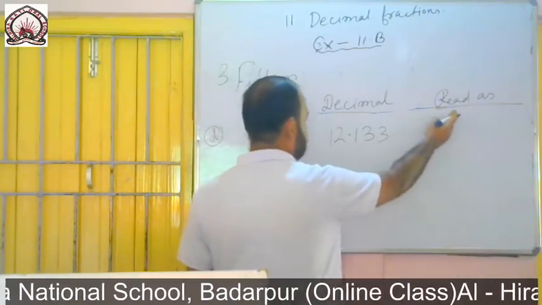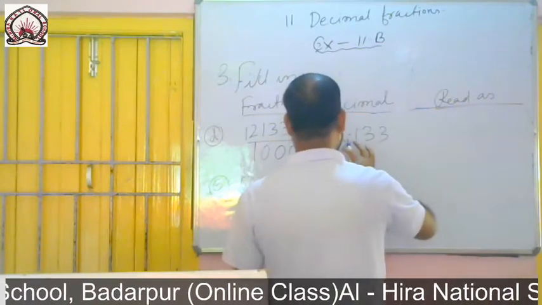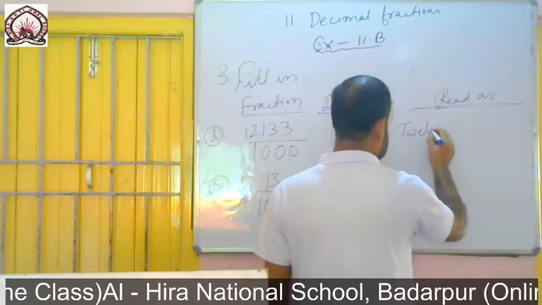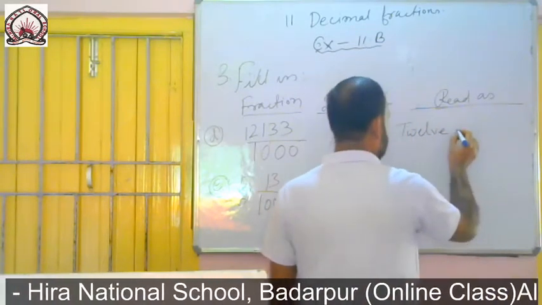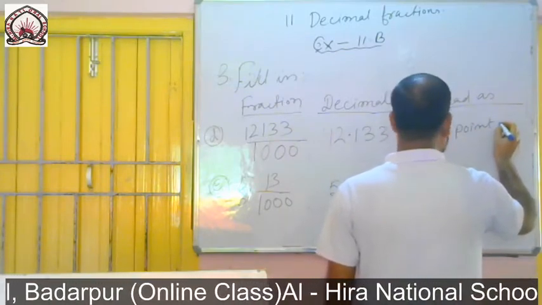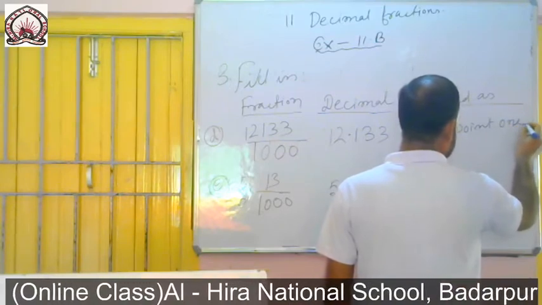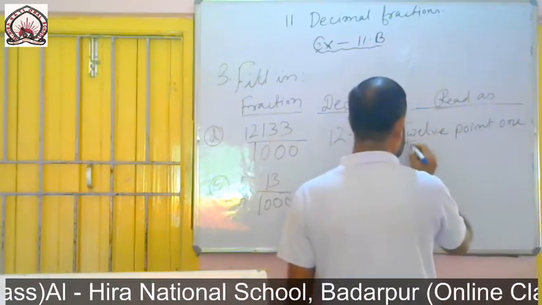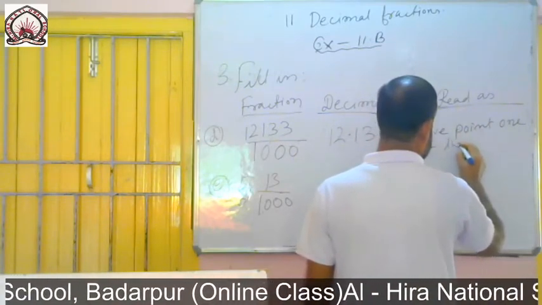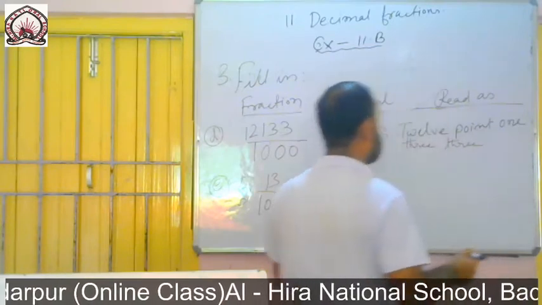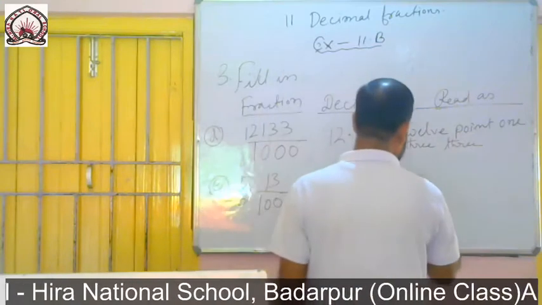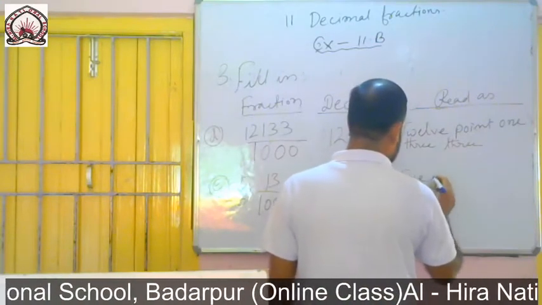Now these two we write, how to read them? 12 point 133, 12.133, and this one we read as 5.013.